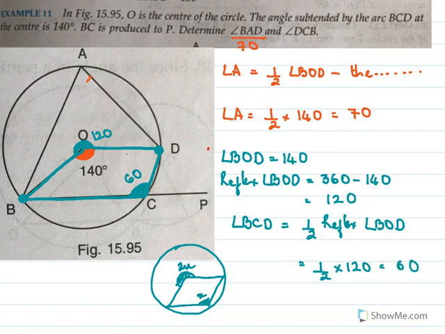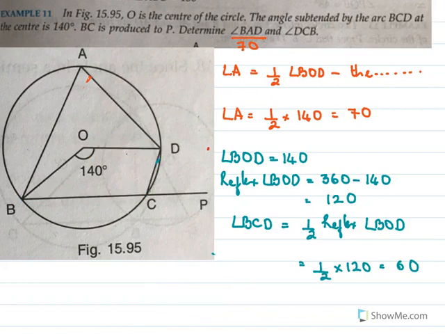That's the next step. Now for the last step, we already found this is 60. Here's a mistake. This is not 120, this is 220. When you subtract, you get 220, which means this angle is wrong. This is 220, so it's 110. So this is 110.